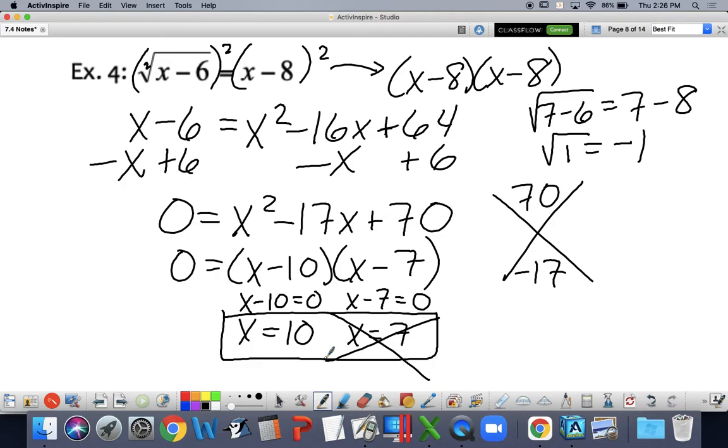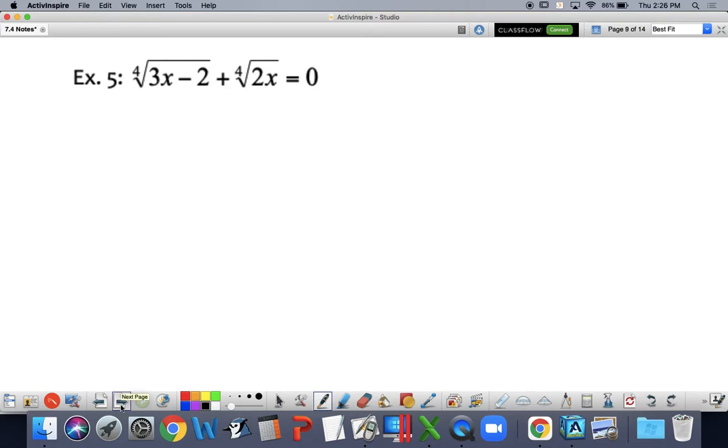Questions on that one? All right, number 5. Oh, looking crazy. Well, I've got a radical on one side. Well, I've got two radicals on this side. Can I add these together? No. They're both the fourth root, but I can't simplify them down by just adding.